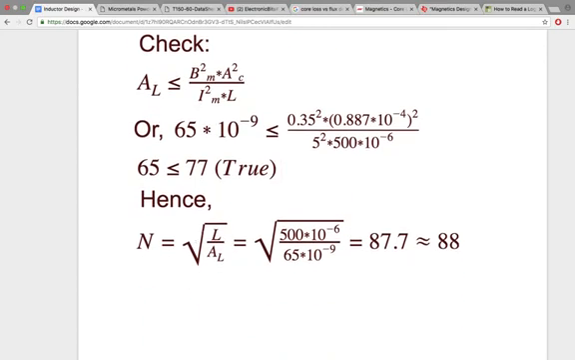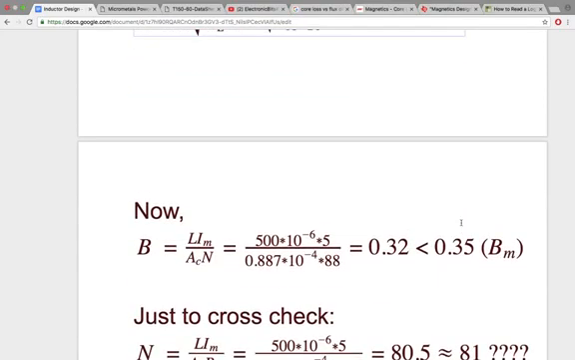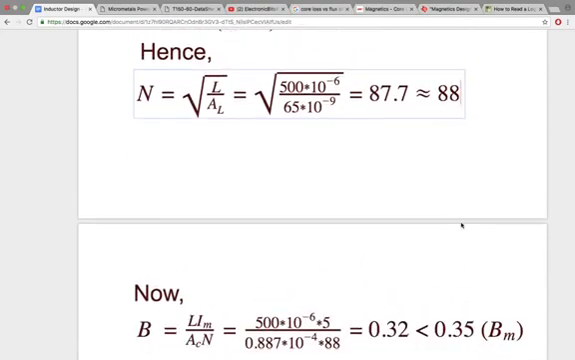Okay, after choosing that correct core, now we have seen that this is justifying. So you can find the number of turns from here itself. You can see it is coming around 88. So we have to have 88 turns. Just to cross check what happens.